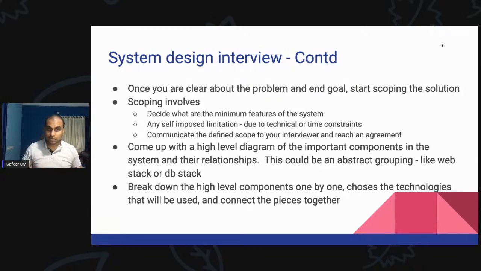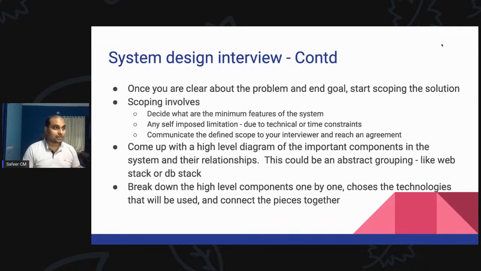Once you have the scope, just don't play it in your head. Make sure you communicate it clearly back to your interviewer. This back and forth communication is very important in system design, right? You both have to be on the same page about your design.